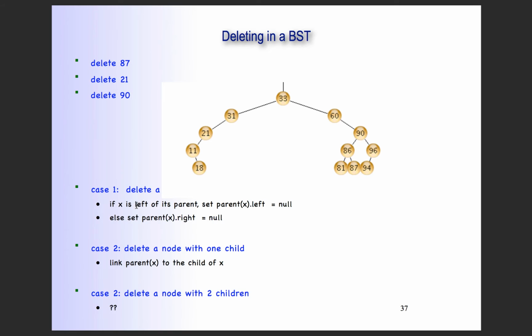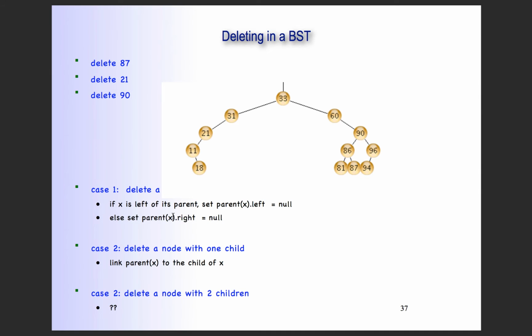So these are the things happening over here. If x is the left child of the parent, set parent of x dot left equal to null. So if you want to delete x, then parent of x dot left equal to null if x is left. Otherwise, parent of x dot right equal to null. All of this is basically saying that x is a leaf. If x is a leaf, then you can easily do the process.